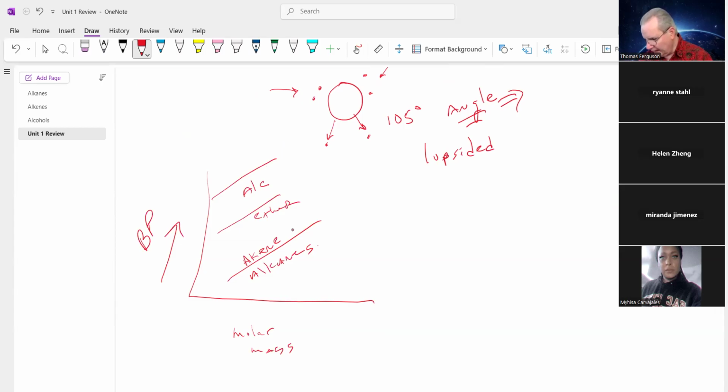So as molar mass increases, their boiling points increase just because there's more mass to get into vapor. But if we just chose one molar mass, we'd see that the alcohol version of that particular molar mass is more polar than the ether version, than the alkene and the alkanes.